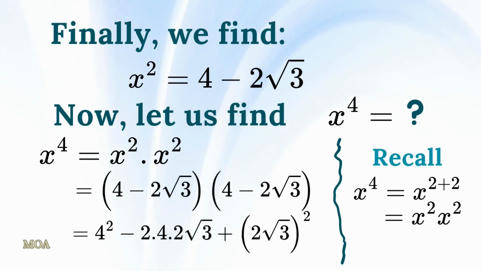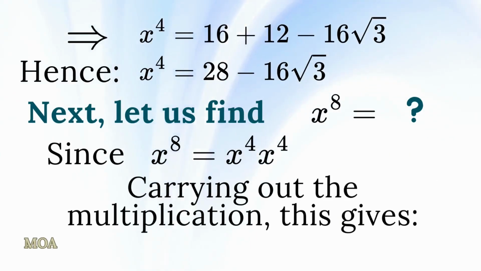Now, let us find x to the power of 4. Using the property that x to the power of 4 equals x squared times x squared, we multiply x squared by itself. Substituting x squared equals 4 minus 2 times the square root of 3, we have x to the power of 4 equals 4 minus 2 times the square root of 3, multiplied by 4 minus 2 times the square root of 3. Carrying out the multiplication, this gives x to the power of 4 equals 28 minus 16 times the square root of 3.